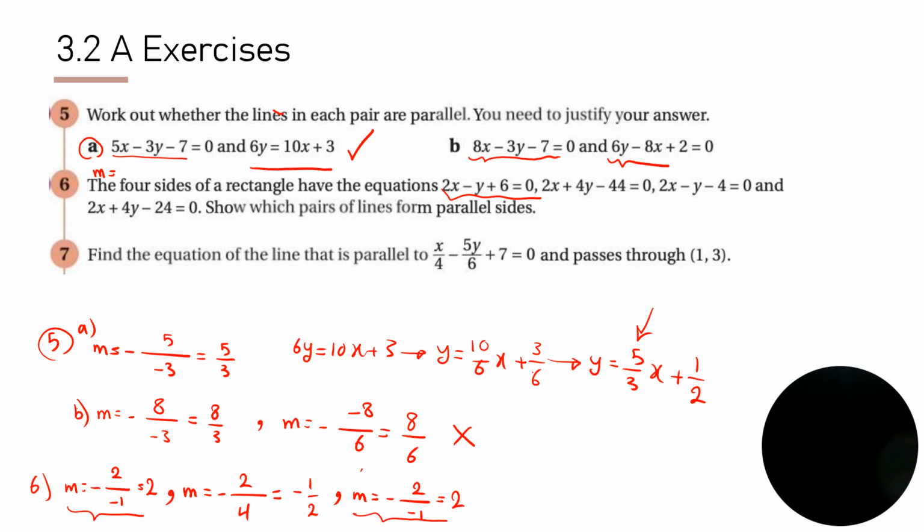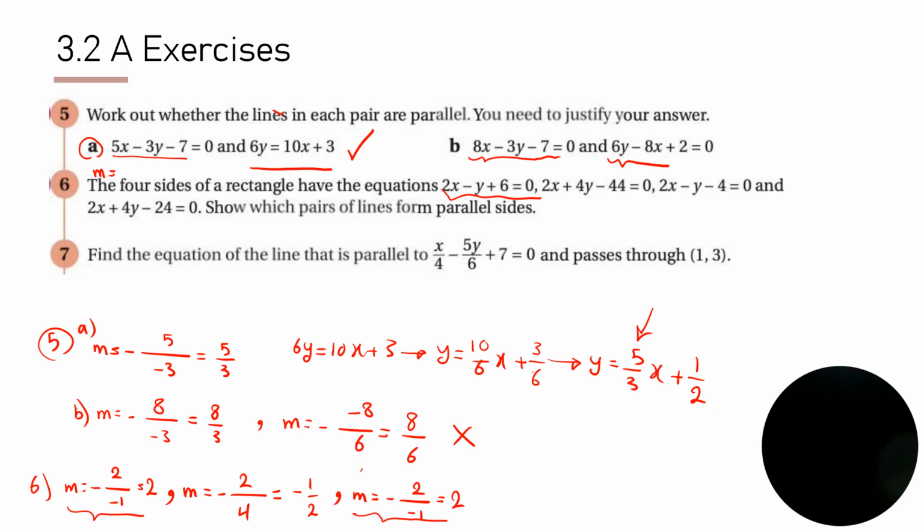Therefore, they are parallel, and the second and fourth one are also parallel. So therefore, they are the opposite sides. So the first line and the third one are a pair of opposite sides, and the second and fourth one are the other two.